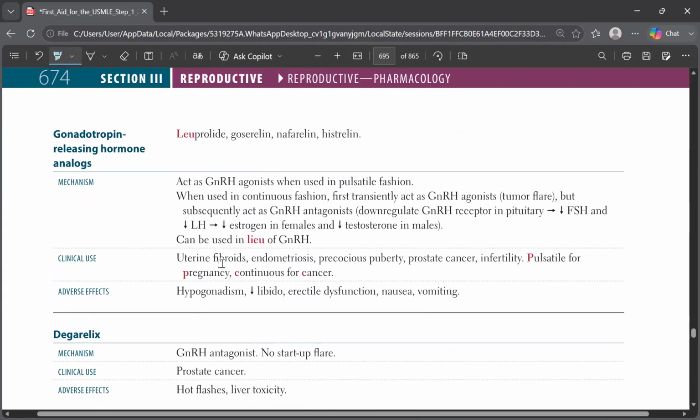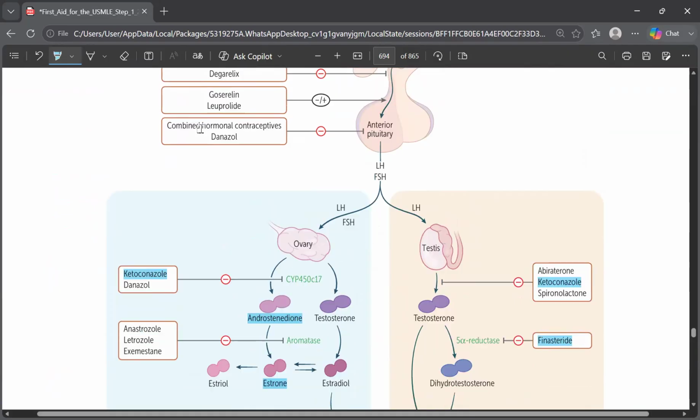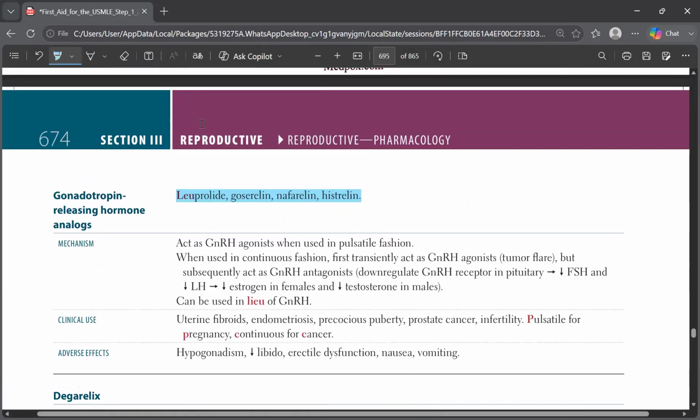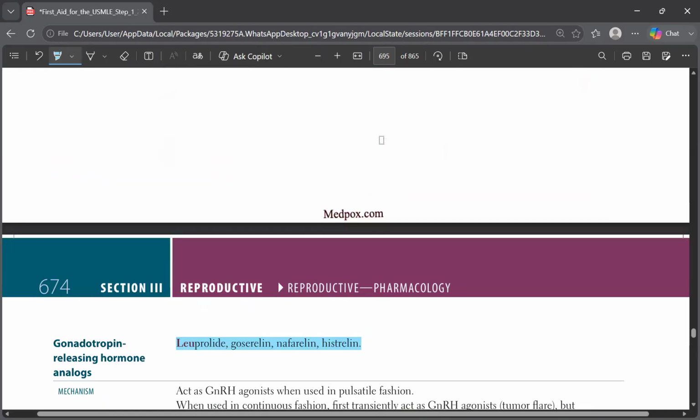If we now go to the drugs individually, the first is gonadotropin-releasing hormone analogs. These are leuprolide, goserelin, nafarelin, and histrelin. So, leuprolide and goserelin, these are analogs. And we also had nafarelin and histrelin, which are not mentioned here, but they're also analogs. So we are discussing goserelin and leuprolide, which are the analogs of gonadotropin-releasing hormone.